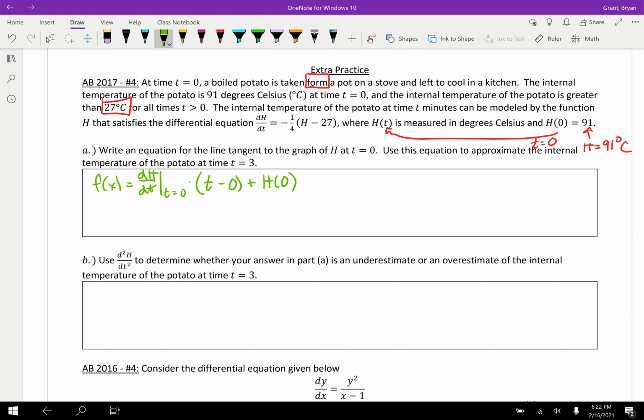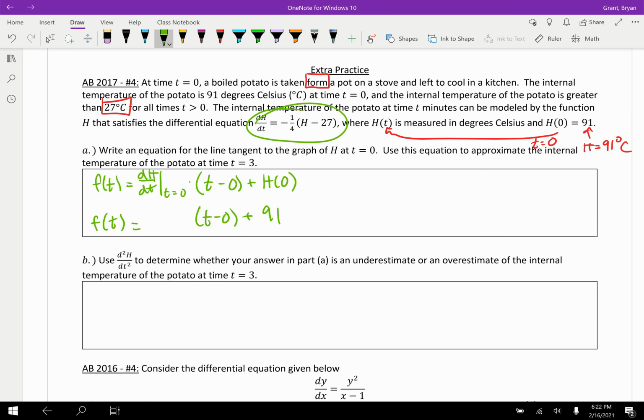And that looks pretty good because we have this t minus 0 over here. We know h of 0, we were given that's 91. This should be f of t. I'm not quite sure why I put x there, sorry. But then we have an issue. How do we find dh dt at t equals 0?